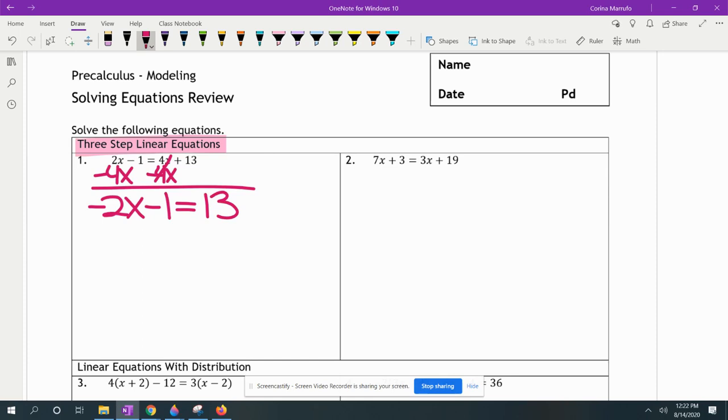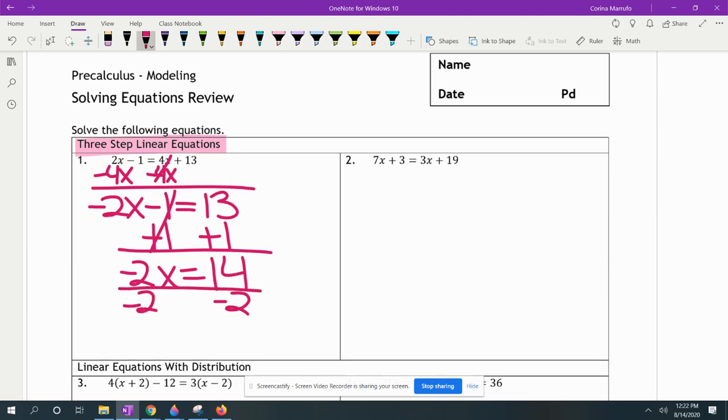Step 2, we're going to have to get rid of this minus 1 and move it to the other side. So we add 1 to both sides, and we get negative 2x equals 13 plus 1 is 14. And then our last step to solve for x is to divide both sides by negative 2. These two negatives make a positive, these 2's cancel out, and we get x equals 14 divided by negative 2 gives us negative 7.